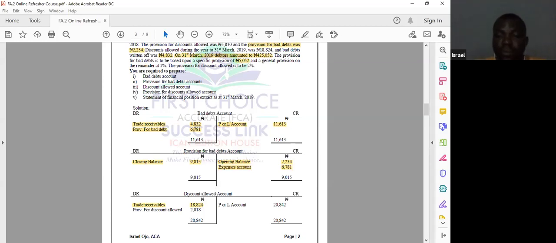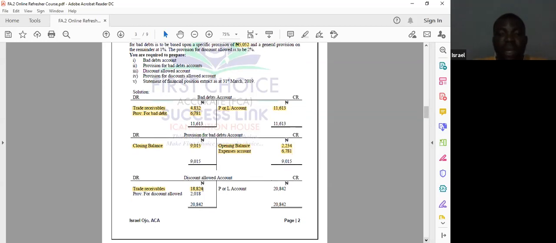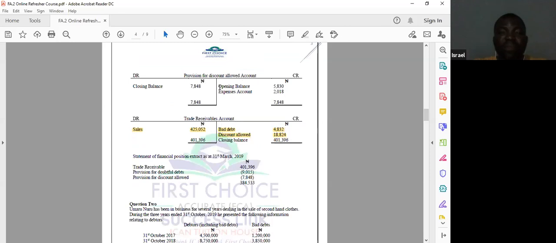So looking at this one, the provision for bad debts, then we have the opening. Can you see we have the opening? We also have the credits, like I said, it's always on the credit. So we have the opening to be 5,830. After we have that to be 5,830, we now ask ourselves, what is the closing balance?